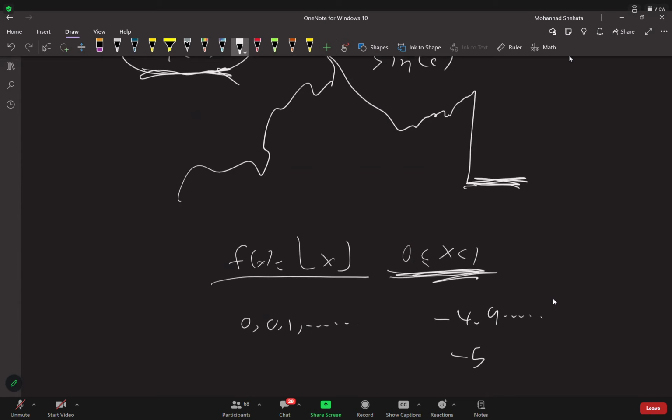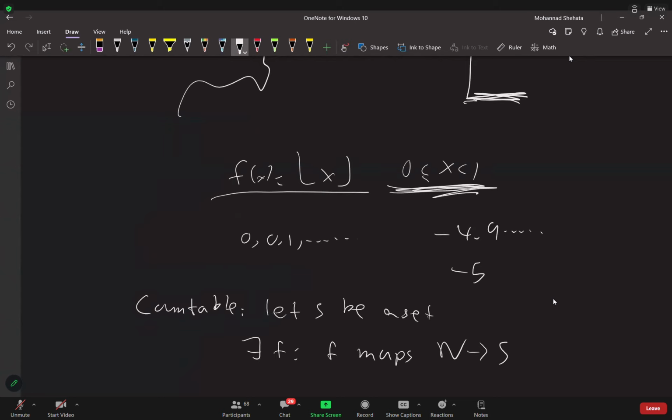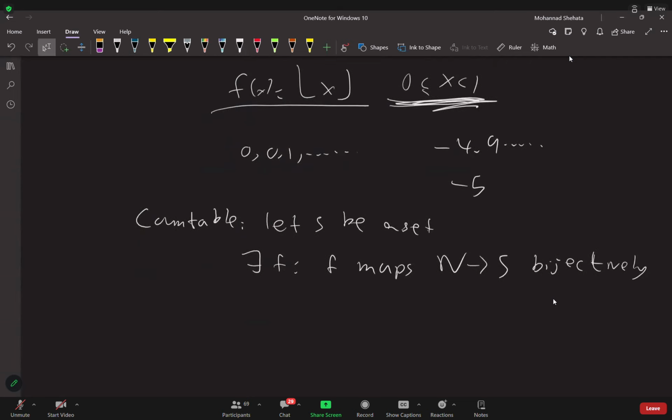This wouldn't even be a countable set. By countable, I mean: let S be a set. There exists an f such that f maps the naturals to S surjectively, or actually bijectively, if I want to be more exact. Okay, this is the definition of countable.